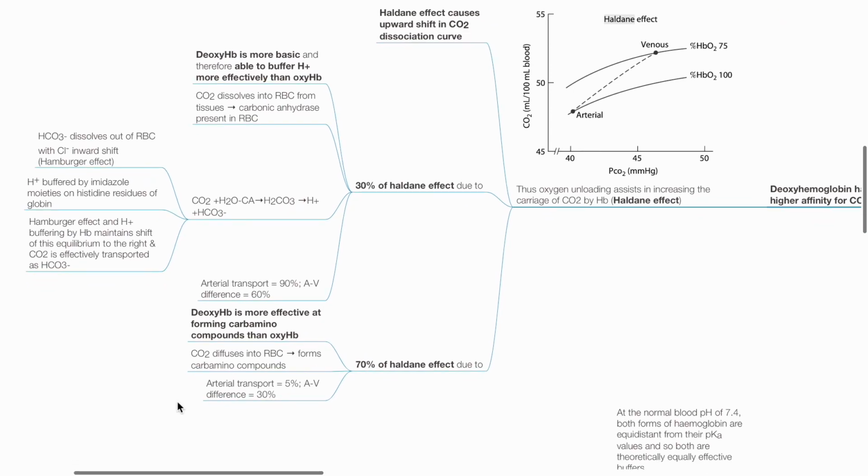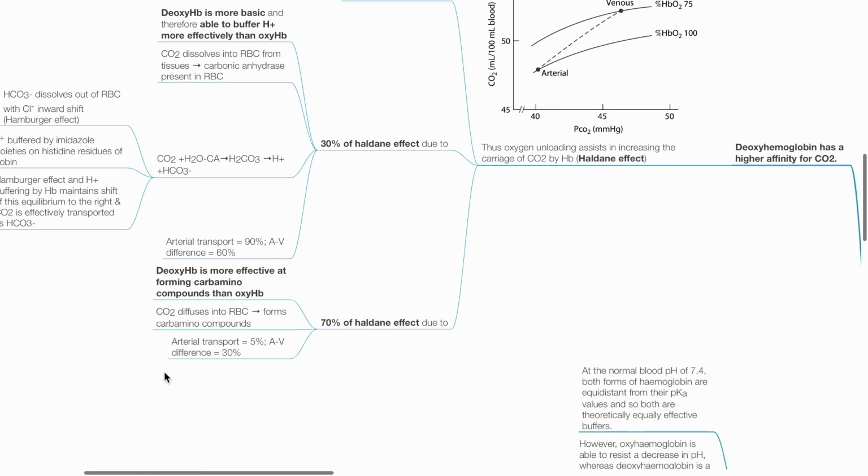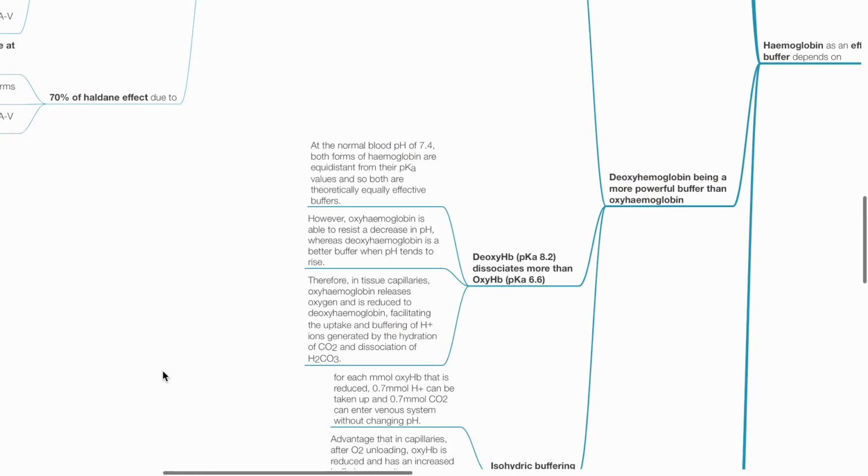CO2 diffuses into RBCs to form carbamino compounds. For arterial transport of CO2, 5% is transported as carbamino compounds, and the AV difference is 30%. Deoxygenated hemoglobin has a pKa of 8.2 and dissociates less than oxyhemoglobin, which has a pKa of 6.6. At the normal blood pH of 7.4, both forms of hemoglobin are equidistant from their pKa values, and so both are theoretically equally effective buffers.